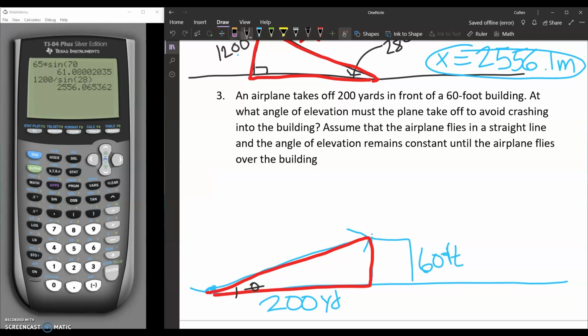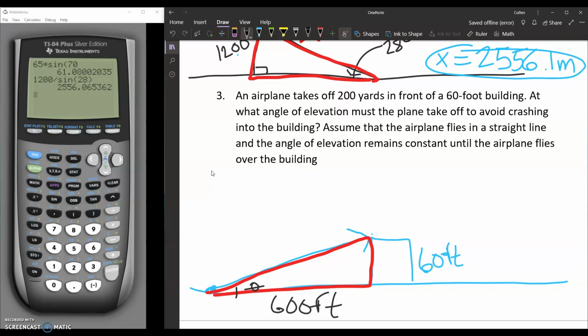First, what we need to do is we're going to need to convert all of our units. So you can convert the yards to feet or the feet to yards. I think I'm going to change the yards down here at the bottom to feet, because you want to be using the same units before you do. This is going to be an inverse tangent problem. So this was 200 yards, and there's 3 feet in each yard. So just do 200 times 3, which would give you 600. So now we're working in feet.